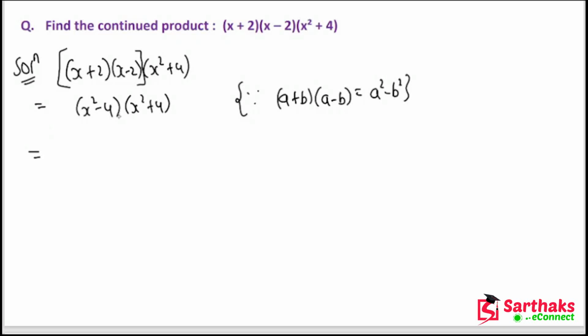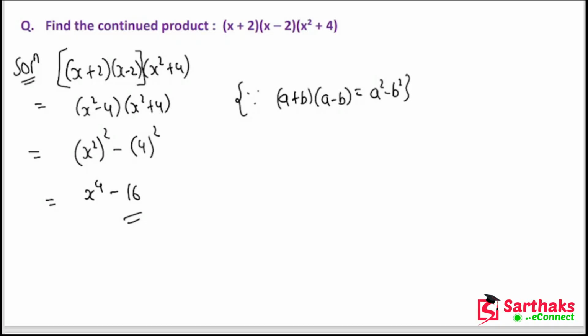Okay, now again the same identity would be used here. It would be x square whole square minus 4 whole square. Same identity, a plus b into a minus b, and it would be x raised to the power 4 minus 4 square would be 16. You can clearly see we have applied these identities twice. In the first case a was x, b was 2. In the second case a was x square and b was 4.